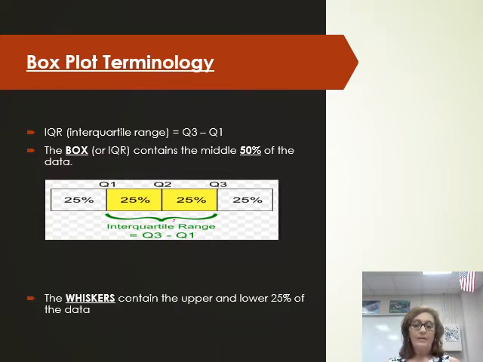Okay, so a whisker contains the upper and the lower 25% of the data. So this right here is our upper whisker, and this one is our bottom whisker. So how it works is when you draw the box plot, you draw the box, which is the interquartile range, and then you draw the whisker out to the maximum value. So you would draw it like this. And then you draw the whisker out to the bottom, to the minimum value.